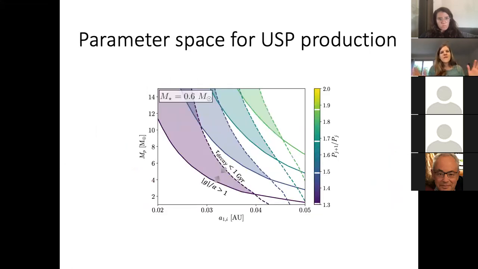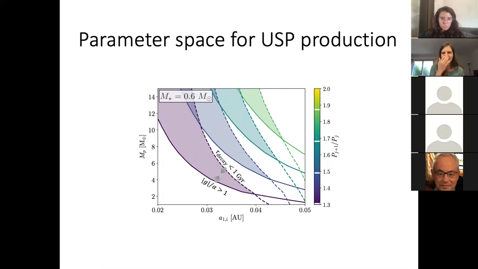So I've just outlined how this mechanism can take a short period planet at the inner edge of a multiple planet system and turn it into a USP. But what is the region of planetary parameter space that is susceptible to this? Here I'm plotting as a function of the mass and the initial semi-major axis of the planet. These shaded regions show where the planet is susceptible to becoming a USP.